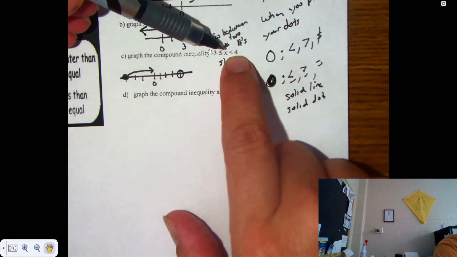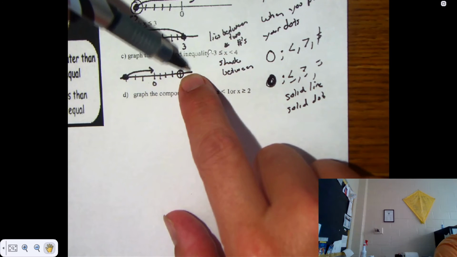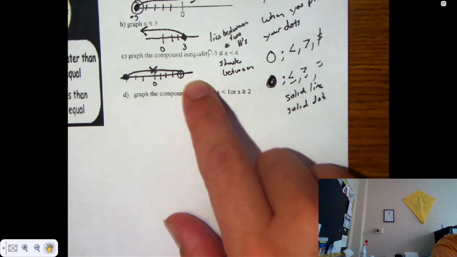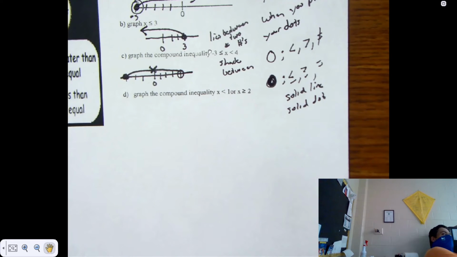What's this thing saying about x's relationship to 4? Less than. So like 5 wouldn't work, would it? But anything else would. And I'm just an arrow person. When you do the IXL lesson, you'll see that you actually do some shading and plotting points. All right, anybody got any questions about the compound inequality? That one's technically called an AND situation.